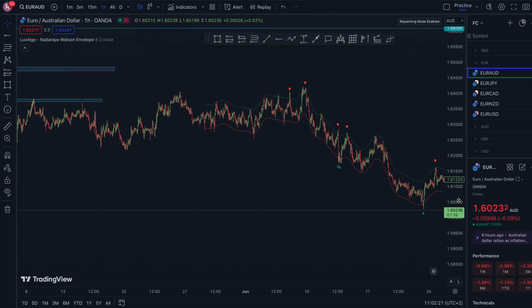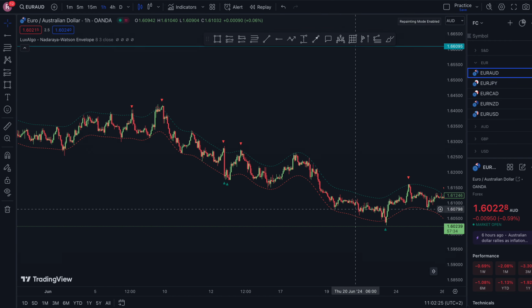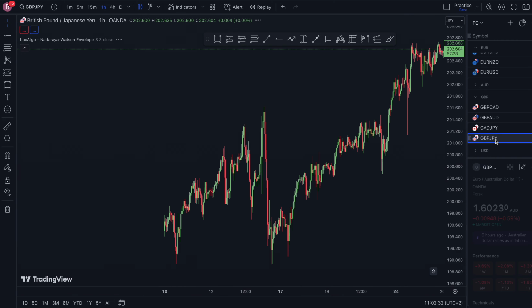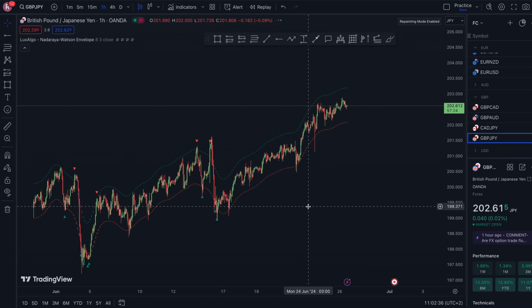Look for a trendy currency pair. Normally the JPYs are known for trends. Oh, look at that, beautiful. They're normally known for trends.